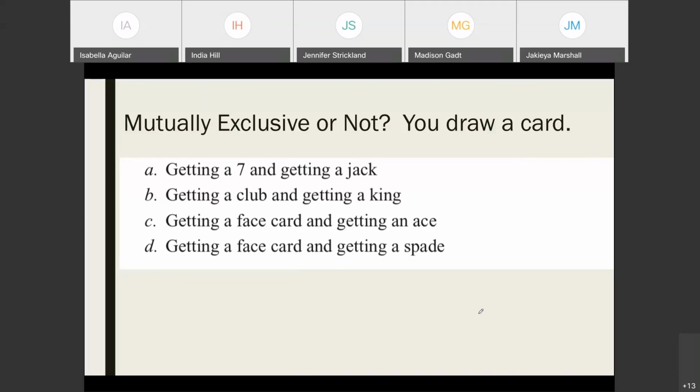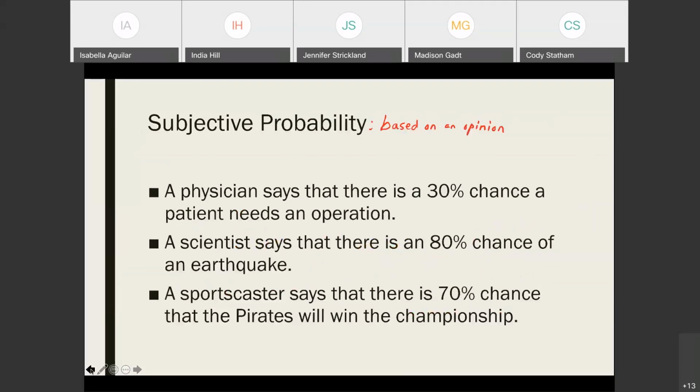All right, so what do you guys think about the first one, getting a 7 and getting a jack? Do you think that that's mutually exclusive or not? I'll say it's mutually exclusive. You say it is? Yeah. Okay, so I'm going to go back. I'm going to try to find my cards real quick. All right, so 7 and jacks are what we're looking at.